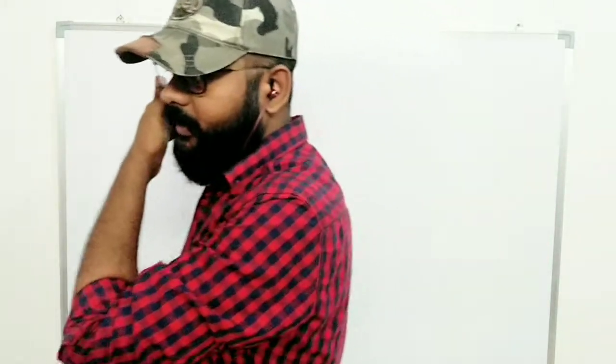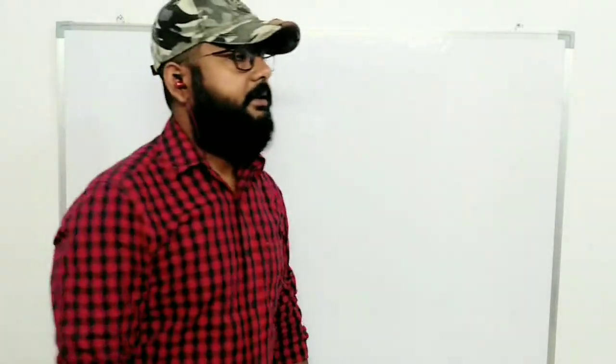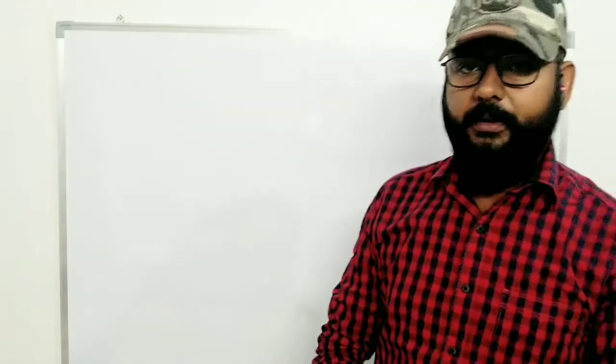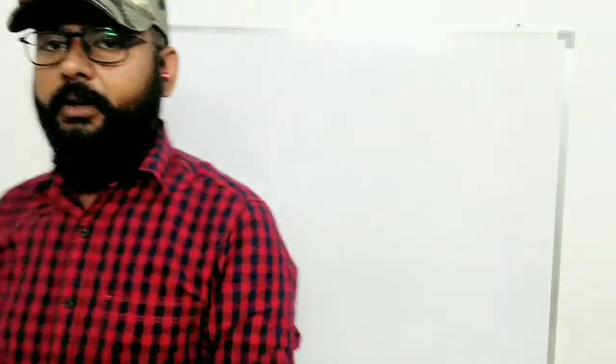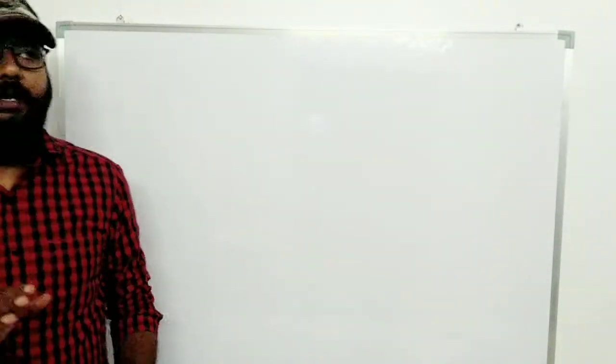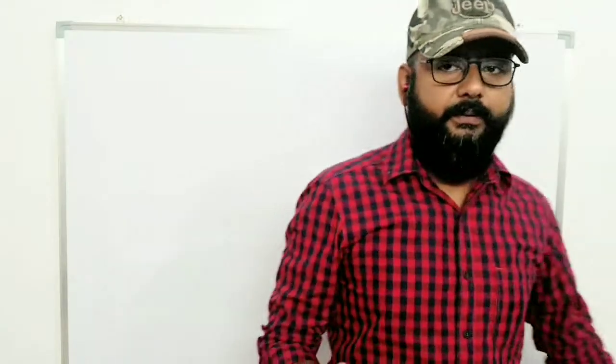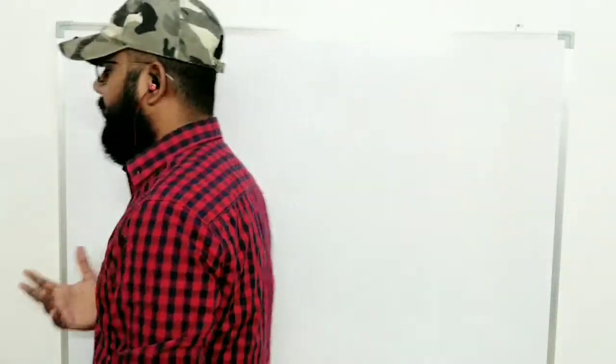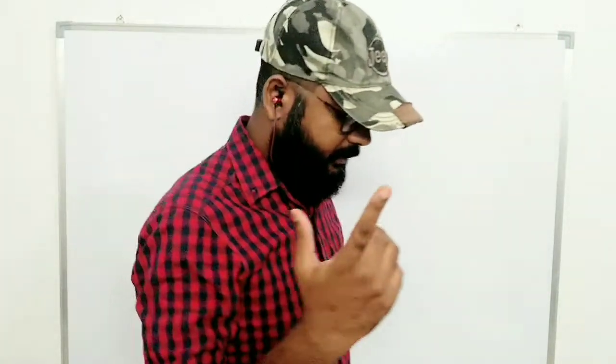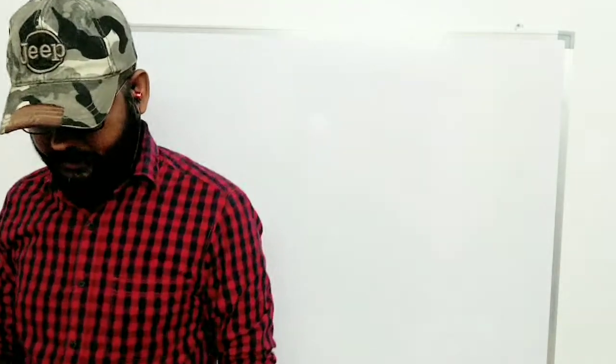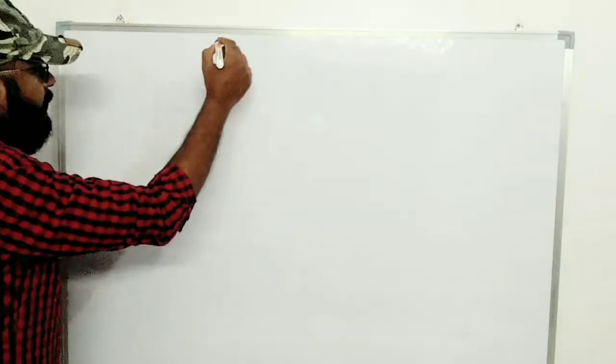I have already given assignment number 3, in which the questions are based on the distance time graph. Today we will see the velocity time graph. After that we will derive the three equations of motion, and after that one more topic is left, that is uniform circular motion. So let's see the next topic.